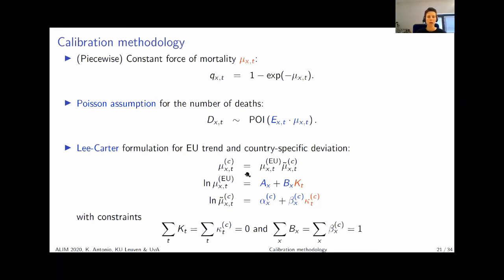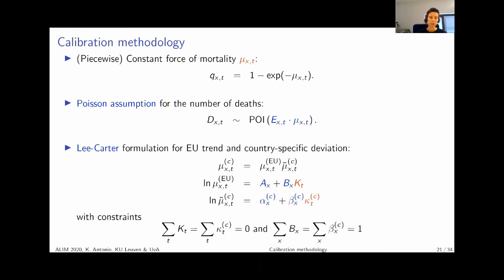So for instance, if I want the force of mortality for Belgium, mu x period t, then I need to use the European mortality specification and multiply it with the Belgian deviation from this common trend, from this common mortality specification at European level. So that's the way I want to see this and how I want to use this model.